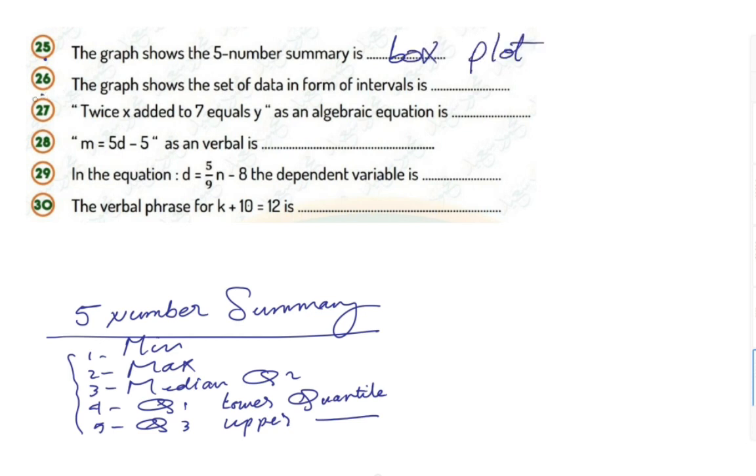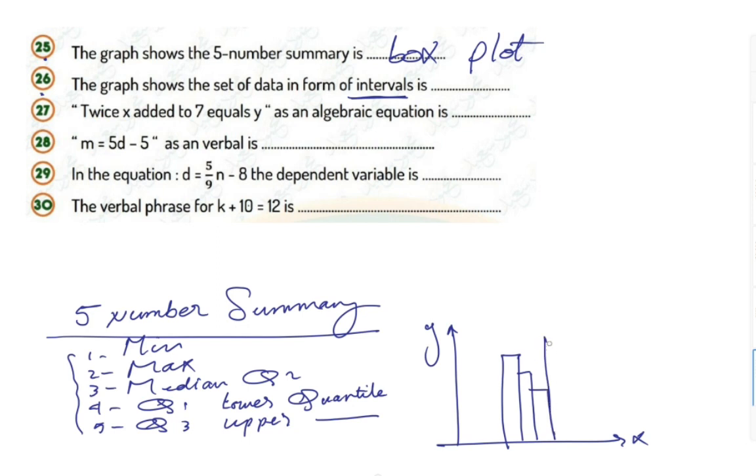Point 26: the graph shows a set of data in the form of intervals. Which graph uses intervals? We remember this graph, and each interval here we call it a bar. It is the histogram.